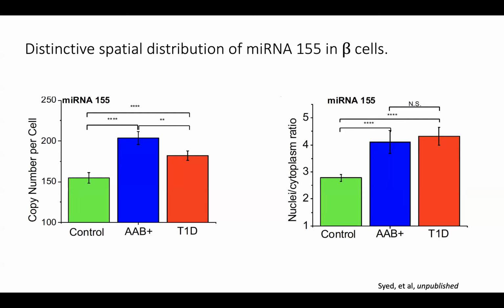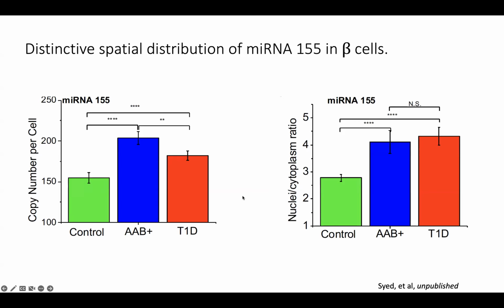So we repeated a similar analysis to look at microRNA 155 in the beta cells. Again, this is data that we extracted from human pancreas. All the data we present here are mostly from human pancreatic tissues. From the microRNA, the type 1 diabetes and the AAb plus samples have much higher nuclear localization accumulation compared with the control samples. This indicates that the transportation of this microRNA from nucleus to cytoplasm may be prohibited by some factors. In that way, although the overall expression in these cells is pretty high, any proteins that are associated with microRNA 155 may be prohibited.